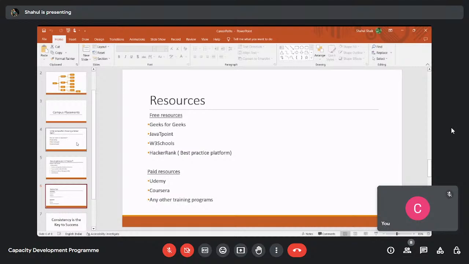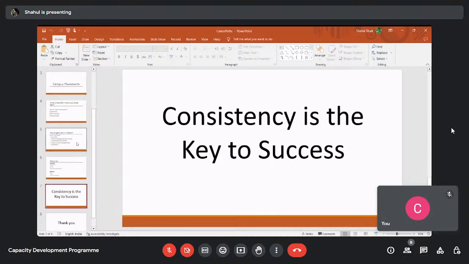Don't think it's a waste of money. You are spending that money to get some skill which might get you a job. And finally, what I want to say is consistency is the key to success.